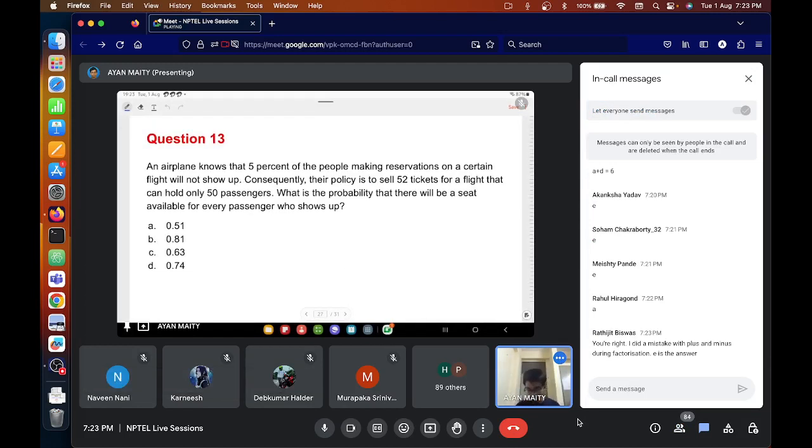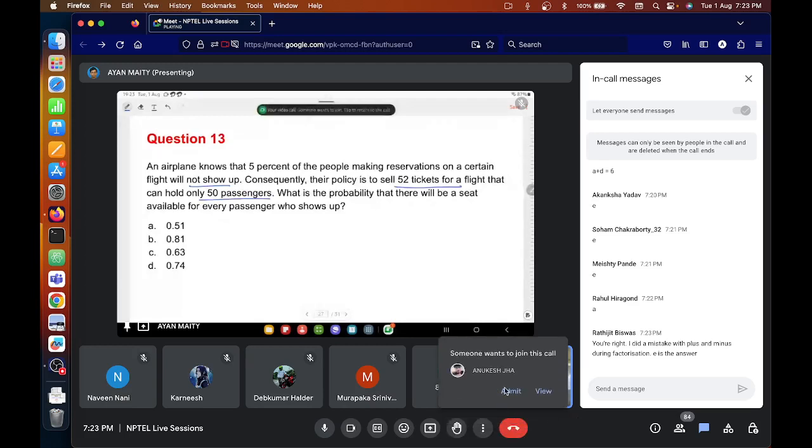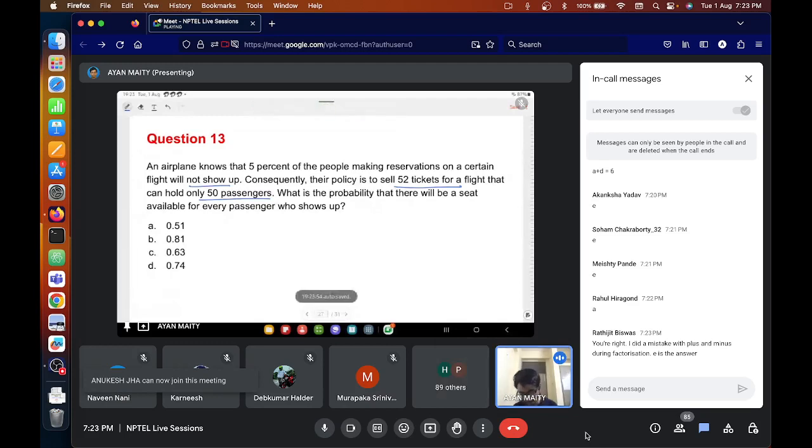Question 13. An airline knows that 5% of the people making reservations on a certain flight will not show up. Consequently, their policy is to sell 52 tickets for a flight that can hold 50 passengers. So there are 50 seats, but they would sell 52 tickets. What is the probability that there will be a seat available for every passenger who shows up? Because they are selling 52 tickets, it might happen that 51 or 52 people show up, but there are only 50 seats. In that case, 1 or 2 passengers would not get any seat. So what is the probability that this would not happen?